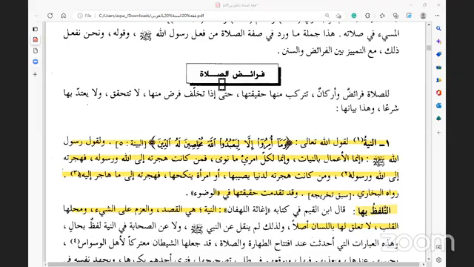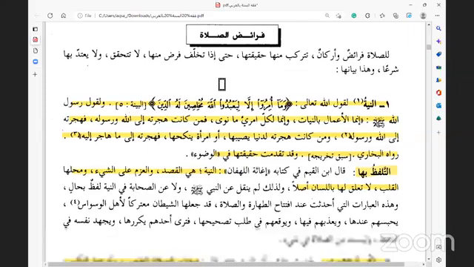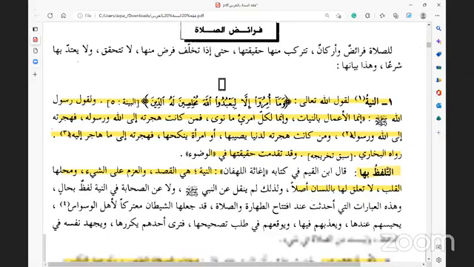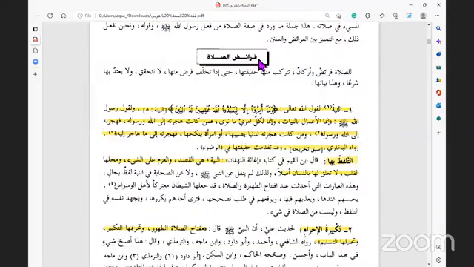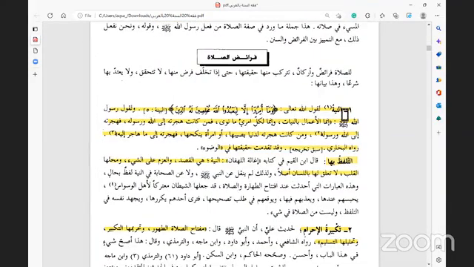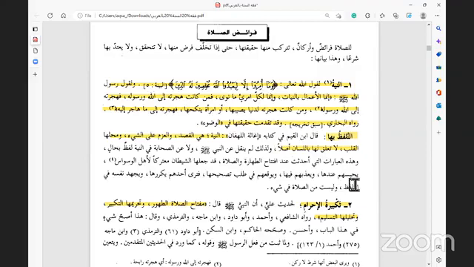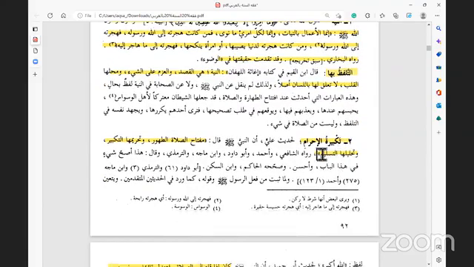All right, so let's start with what these things are. Let's look at them. We're going to read the bold words first. Number one is the intention. The second one is the first takbirah.